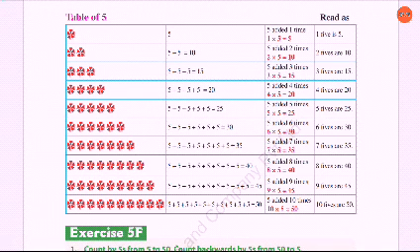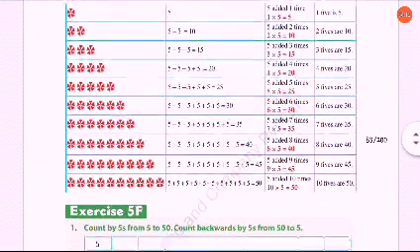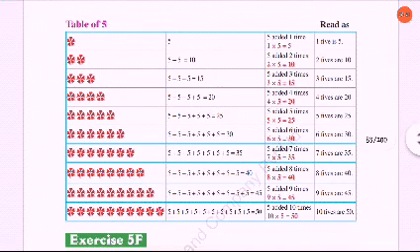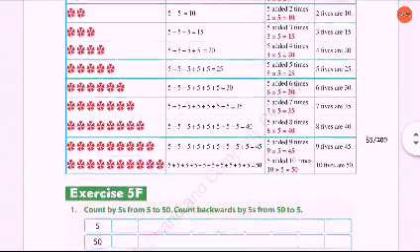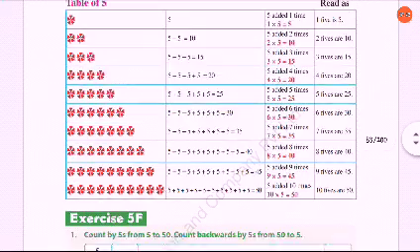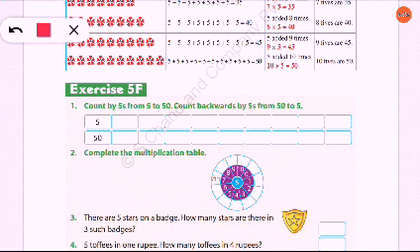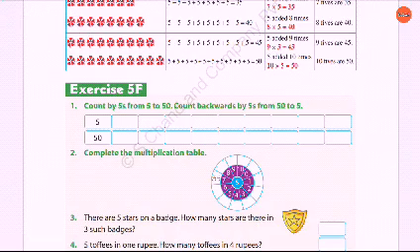Hello everyone, now we are going to start our new exercise chapter 5, that is 5F. So I have told before also, before doing the exercise you have to learn the table. Okay, every and each table you have to learn very nicely. So in this we will use the table of 5. See the first question. First question is count by 5s from 5 to 50. Count backward by 5s from 50 to 5.